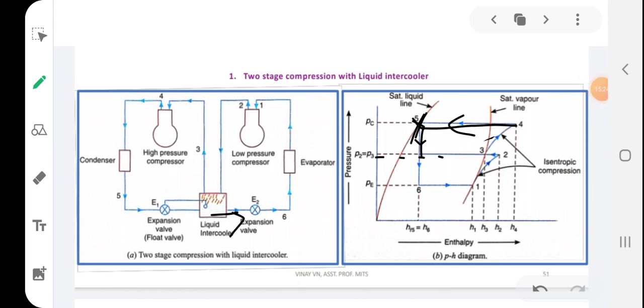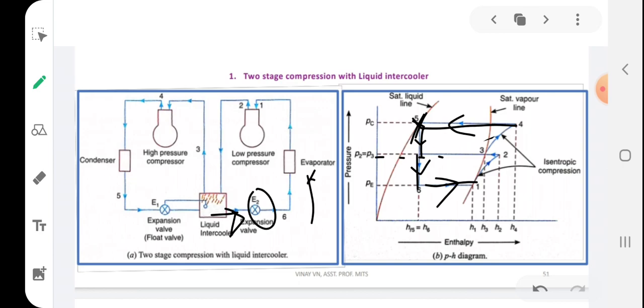So the reduced mass passes through the second expansion valve. Then it again gets expanded. You can see here from 5 to 6, it again gets expanded to the final evaporator pressure, and in that state it will enter the evaporator, and from the evaporator, 6 to 1 is the refrigeration effect.